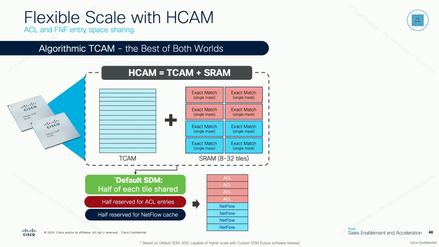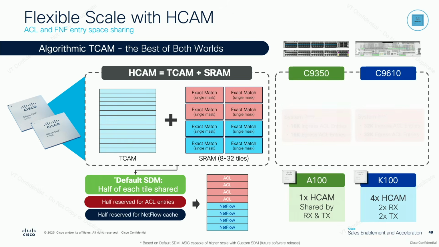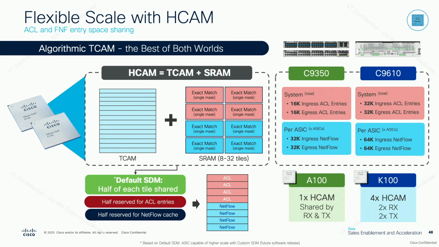And then we can also do custom SDM. So you can choose, hey, maybe I don't want more NetFlow. Maybe I want more access control list, and you can change that SDM allocation, okay? And then it depends, of course, on the ASIC. So the A100 is a smaller ASIC, thus it has a smaller HCAM, but the architecture is the same. That's what I want you guys to remember. There are just more of the HCAMs on the K100, okay?